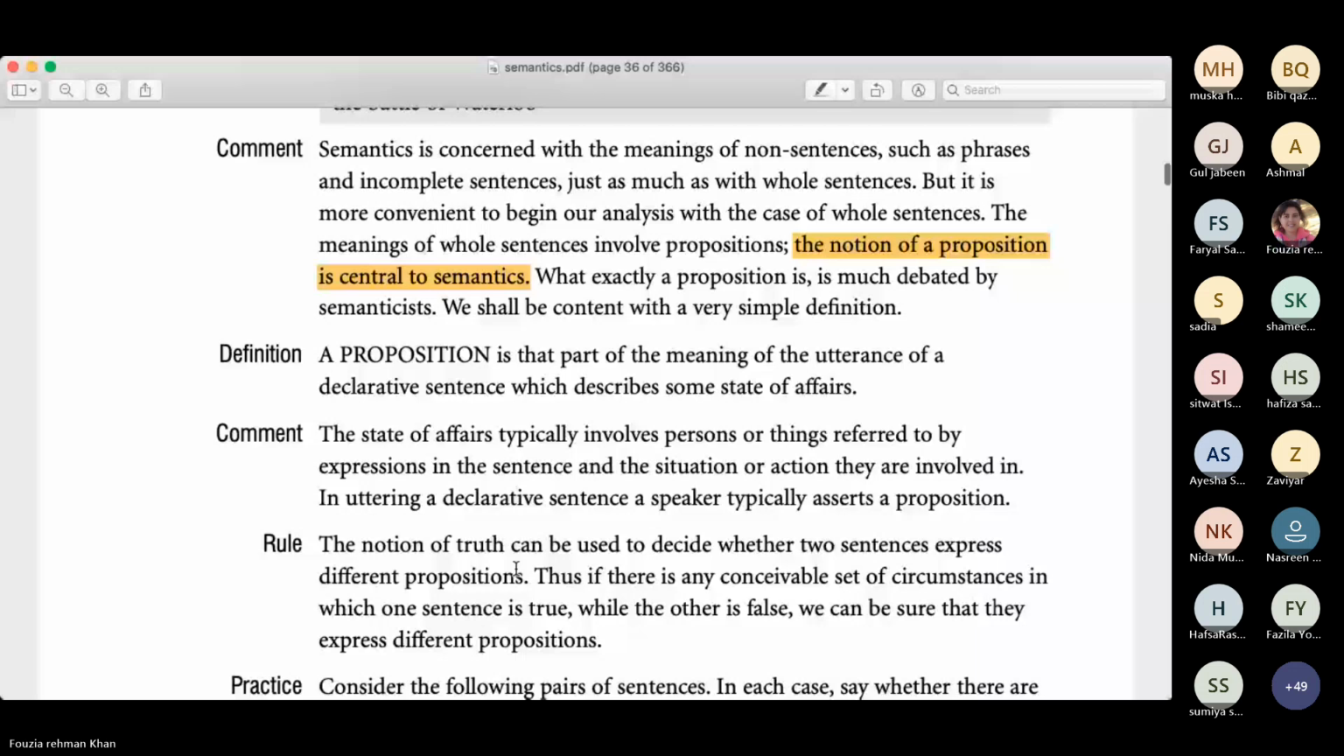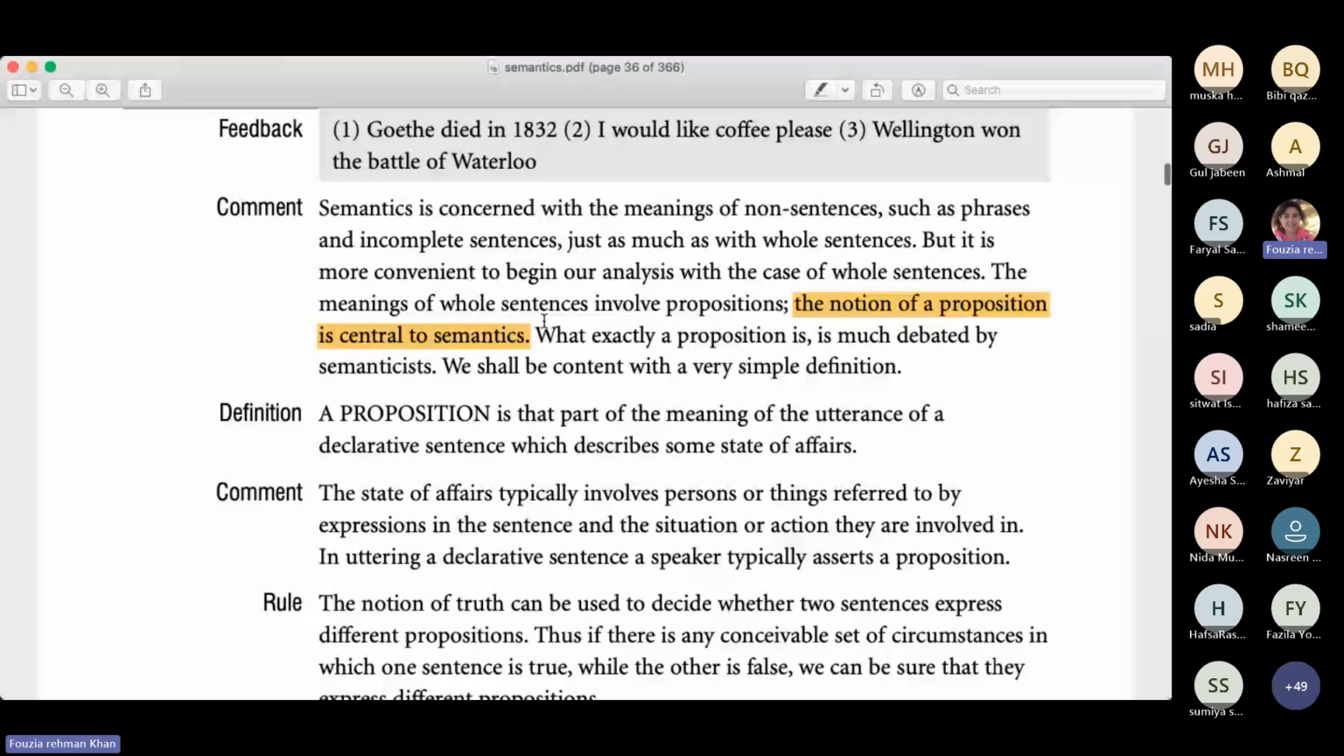Semantics is concerned with the meaning of non-sentences. That is, semantics is more concerned with utterances, like phrases, incomplete sentences, and sometimes with sentences also. But we are going to start the analysis with whole sentences, and we are moving towards the concept of proposition. Okay, we have done sentences, and then we are done with utterances. We have talked about the difference between sentences, utterances, non-sentences, real-time conversation, all of that.